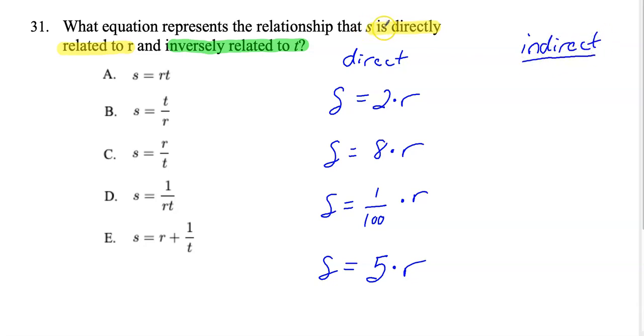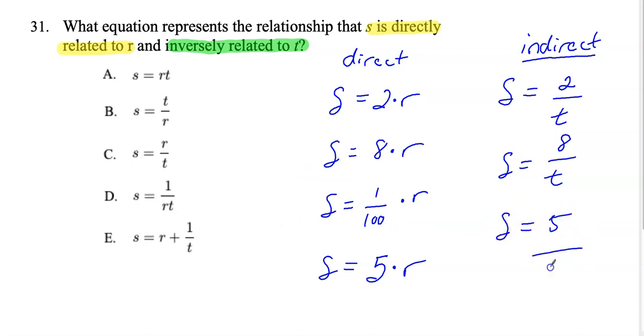Again, we're going to have S equals. So S equals, and it says inversely related to T. So the reason I used R here, because it said it was directly related to R, so these are direct relationships, but it's inversely related to T. This is what that would look like. 2 divided by T. 8 divided by T. Let's not worry about this one too much. It's easier to see with multiplication. S equals 5 divided by T.